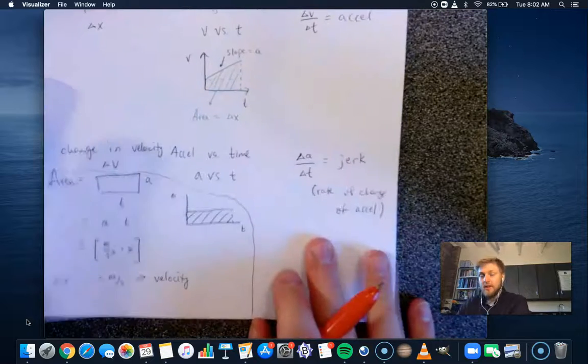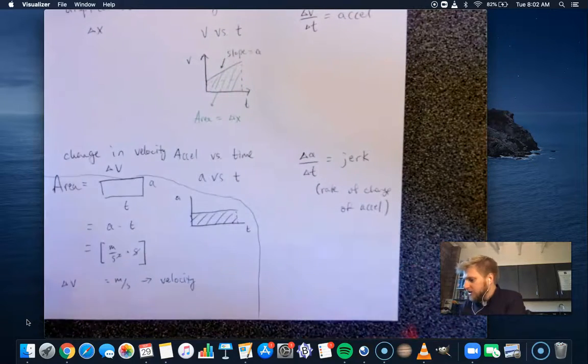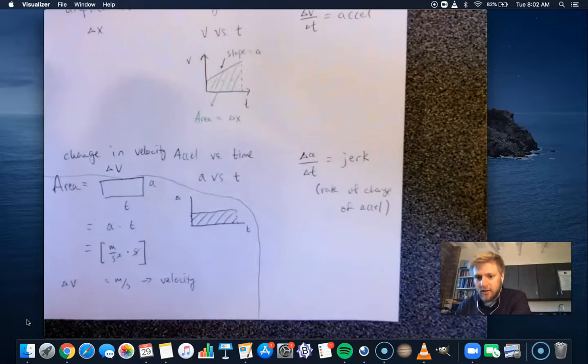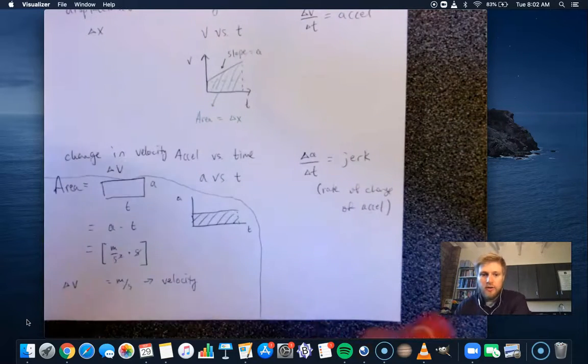So in physics, or at least in high school and most of college, you don't normally deal with changing accelerations when you're talking about motion. This is more for like engineers and folks like that.